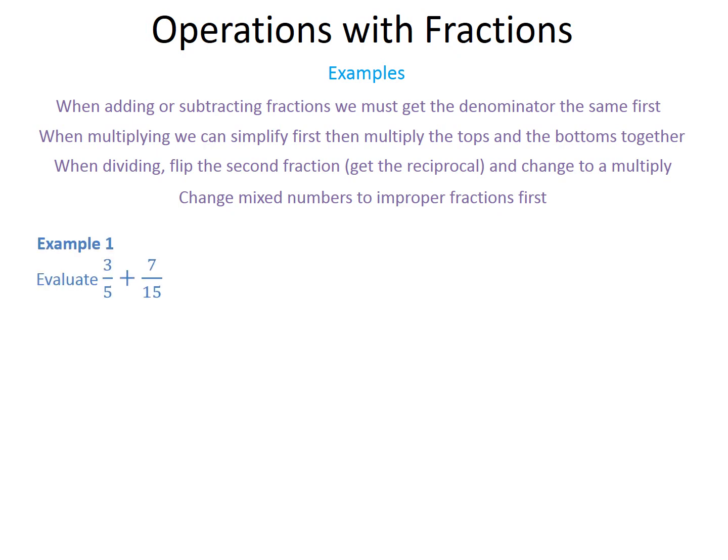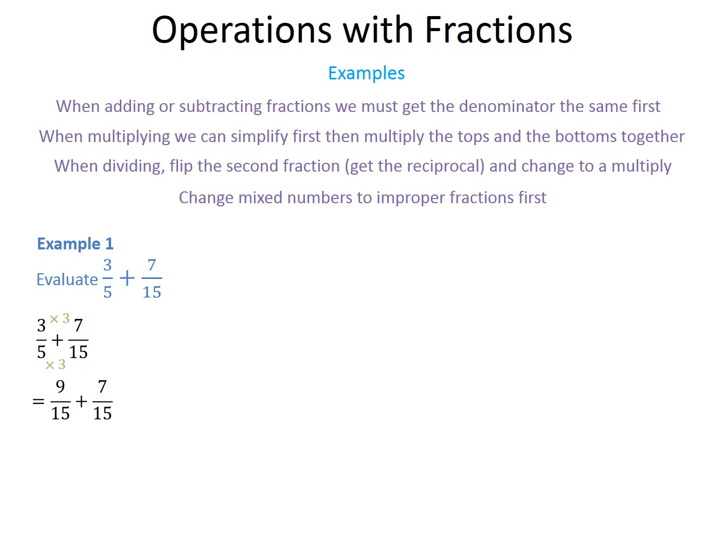So let's get into some examples. We're going to evaluate 3 over 5 plus 7 over 15. I'll start by writing down the question, and then I need to get these denominators the same, and I do it by multiplying. I can turn 5 straight into 15, so there's no reason to change the 15. I just do times 3 on the top and the bottom, and then underneath that I write my new fraction. Remember, I don't go acrosswards, it's not my final answer. I go downwards, and so I get 9 over 15 plus 7 over 15.